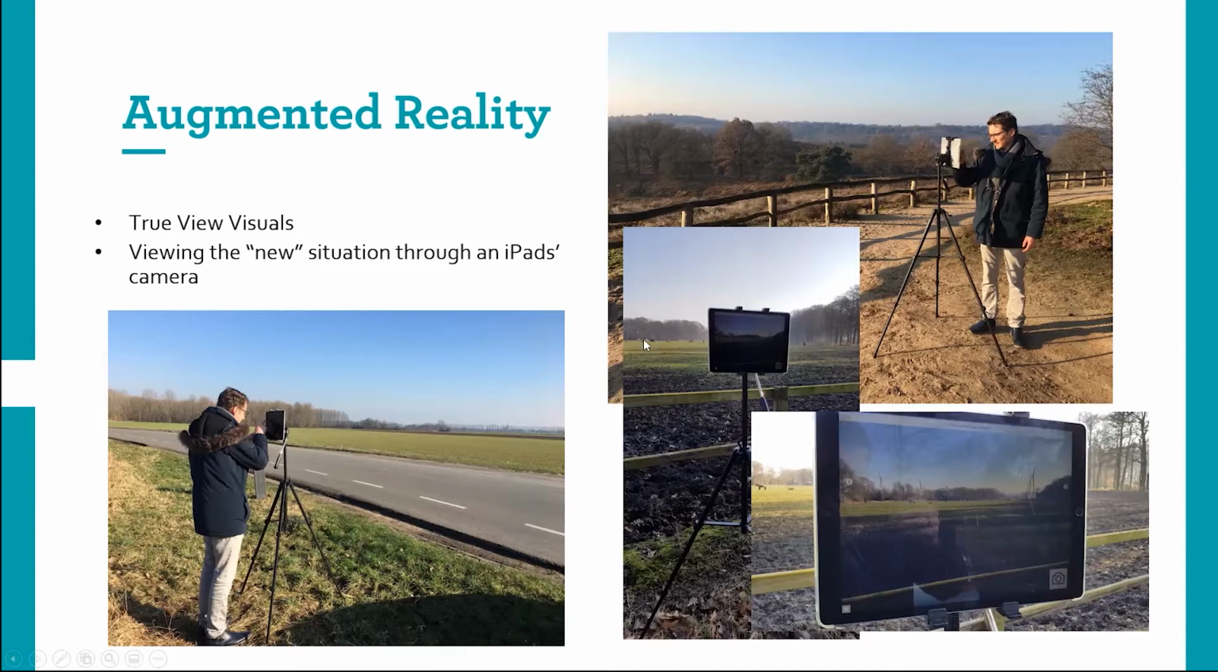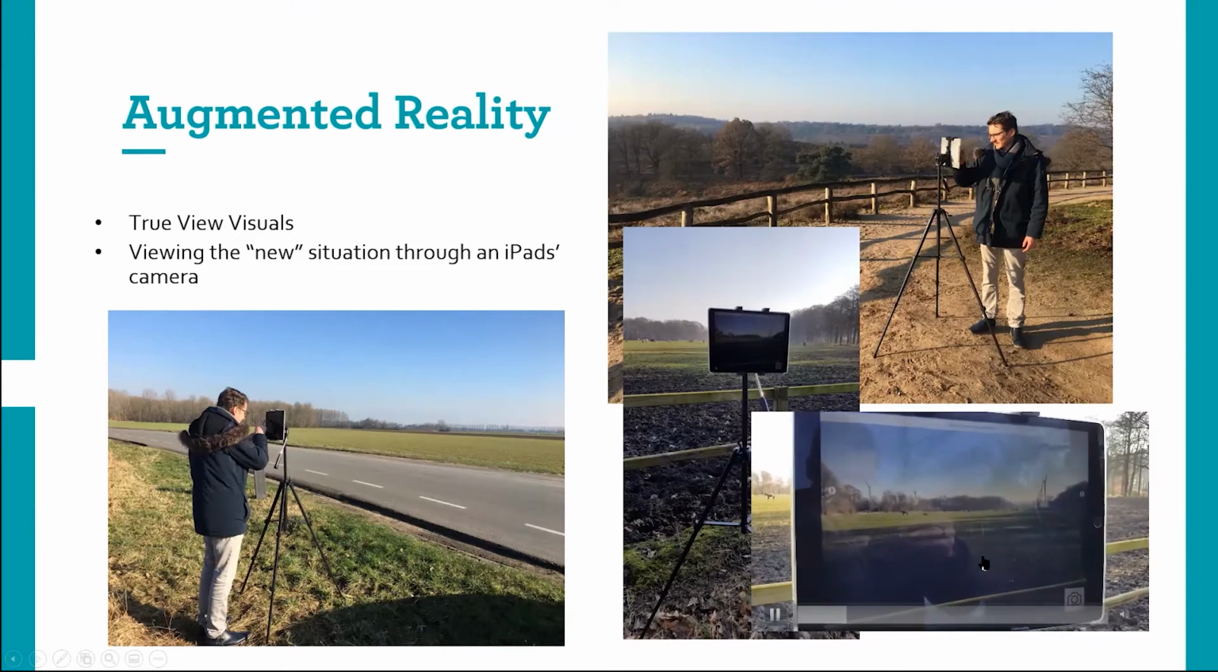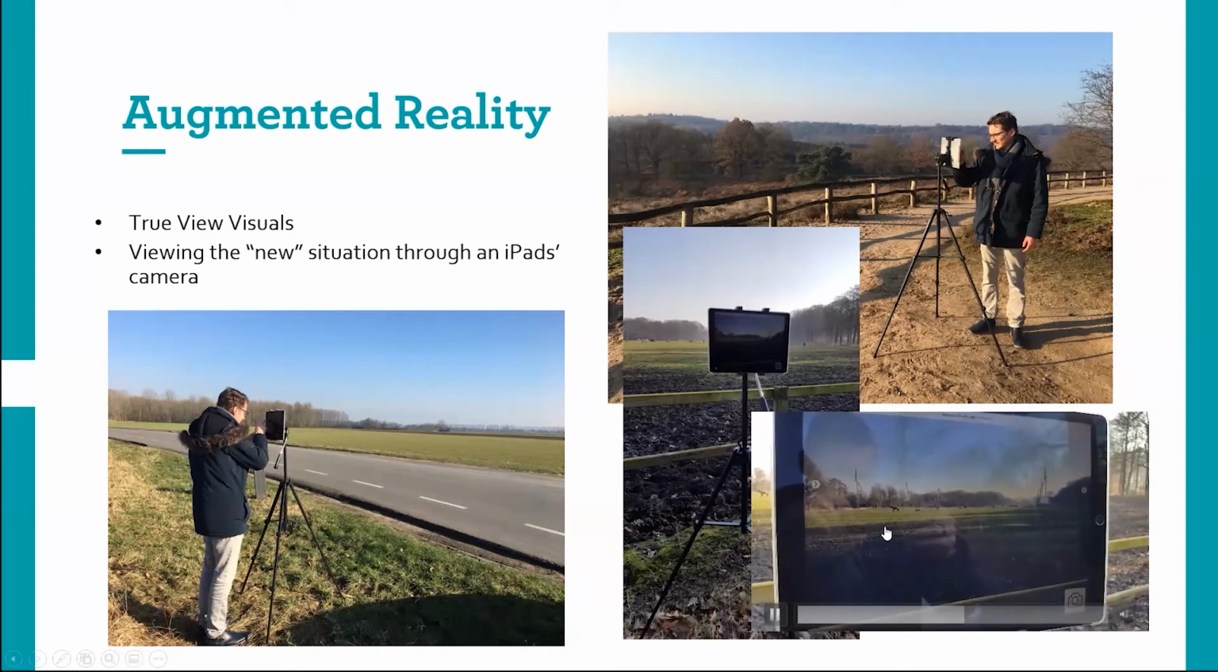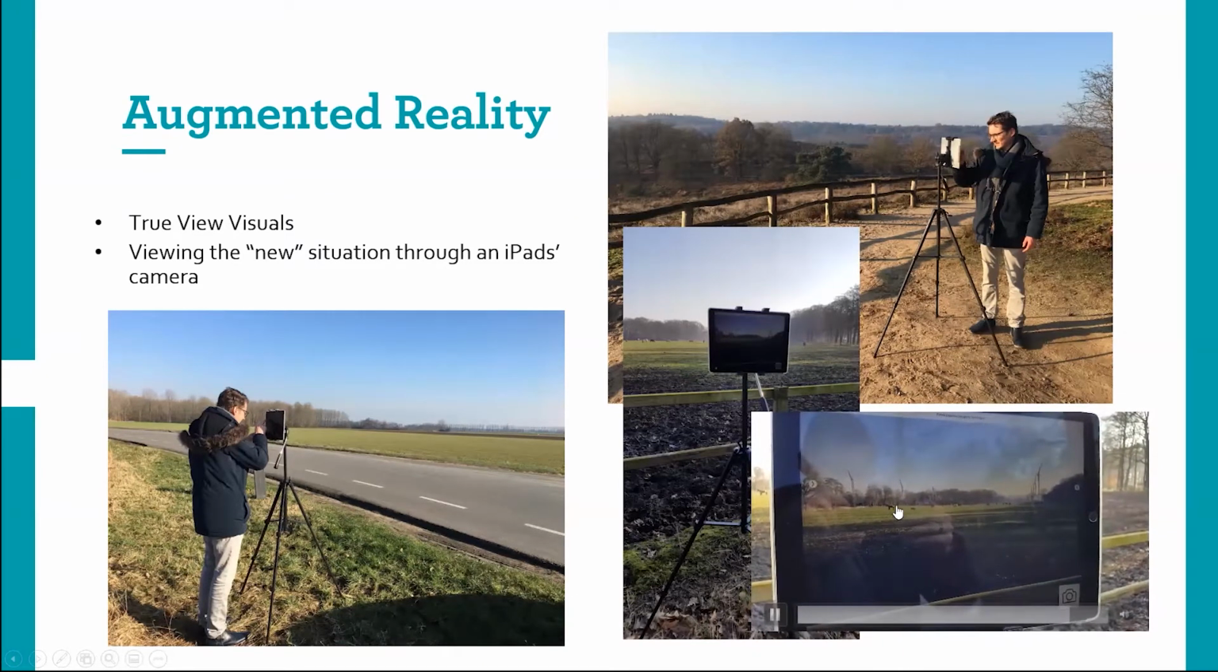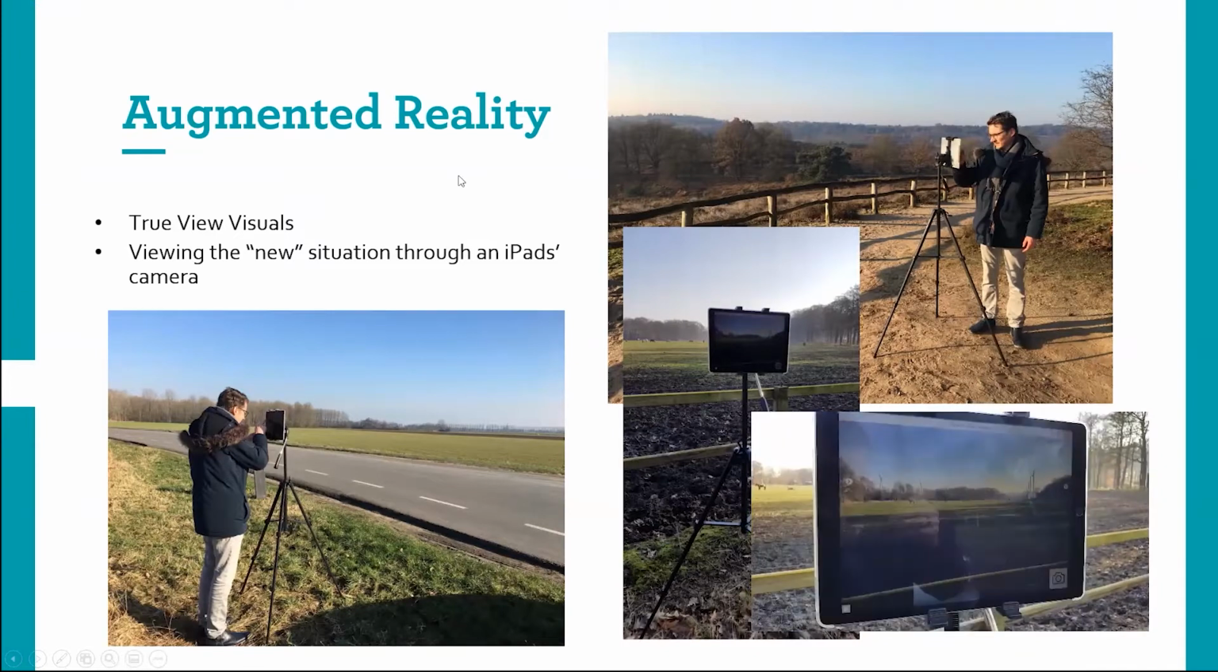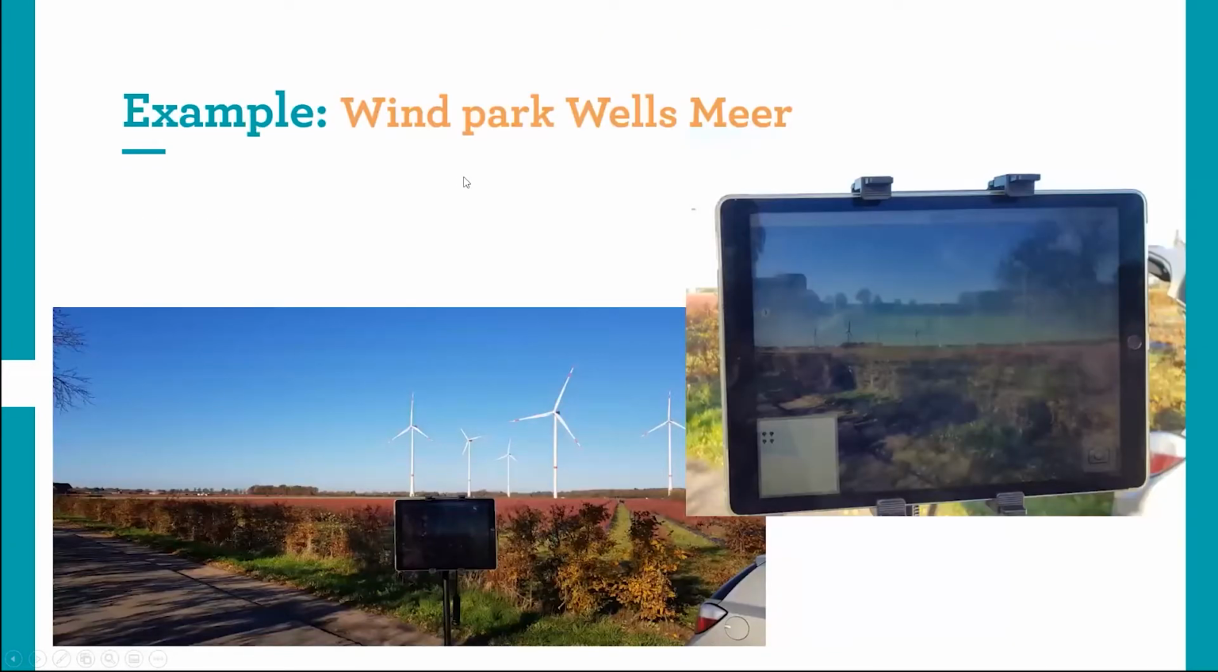There's another location on the Veluwe. And here, this is a field without the wind turbines. And in this little movie, you see the wind turbines turning, and this is made in augmented reality. So we have an example of a wind park, Welsmeer. It's close to the German border near Weeze Airport. It's in the Netherlands actually, this wind park.